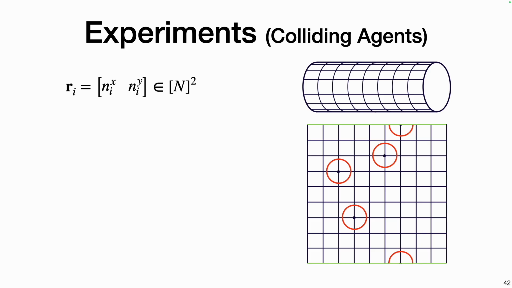Think of L identical agents on a grid of size n by n. Their initial positions are denoted with R_i. Just to make the story easier, we say our grid is looped in the y-axis, so it is a cylinder. However, we do not have to do that. We are just doing it to simplify the explanations here.